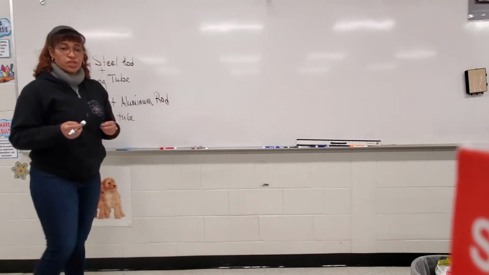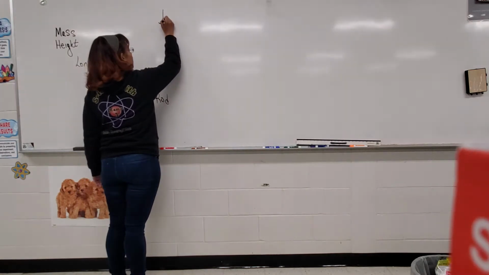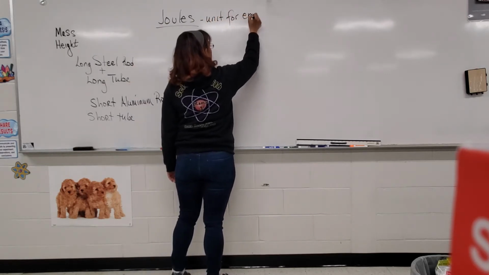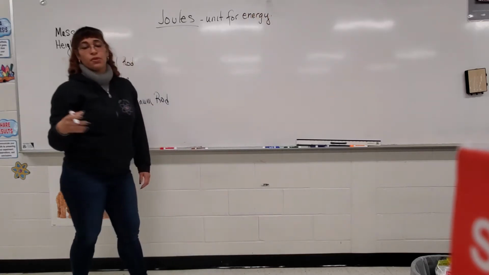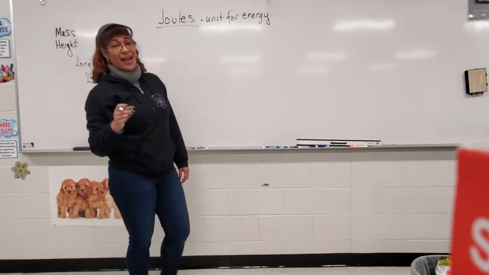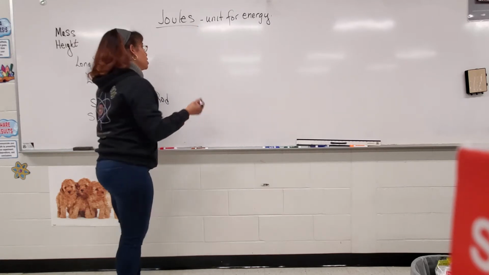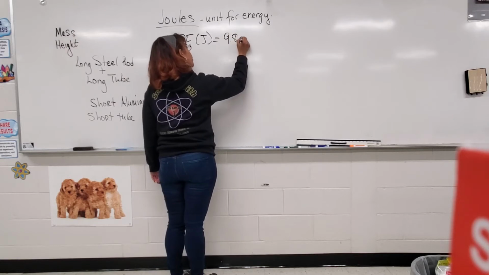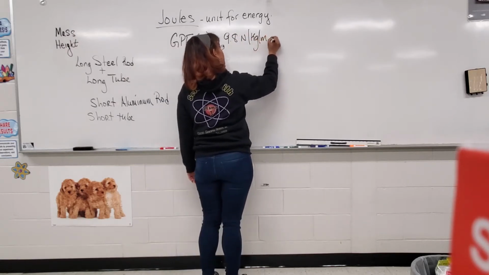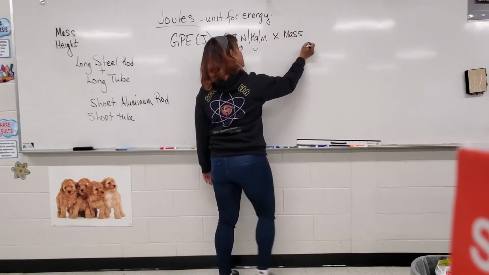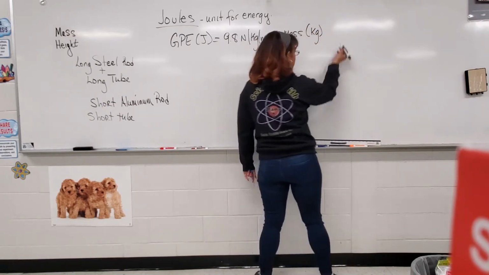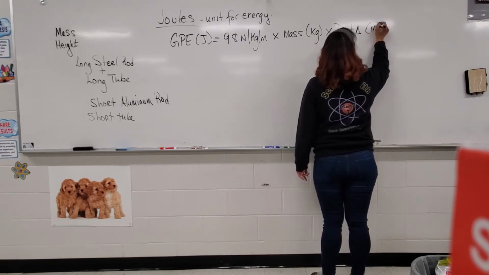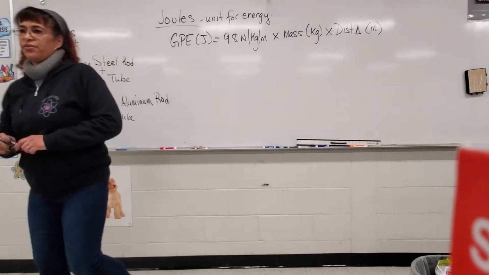First of all, energy is calculated in joules. Joules is the unit for energy. I'm also going to give you the gravitational potential energy formula as it is written in its appropriate units. GPE, gravitational potential energy in joules, is equal to 9.8 newtons per kilogram, times the mass of the object in kilograms, times the distance change, in meters. The distance change means how far it falls.